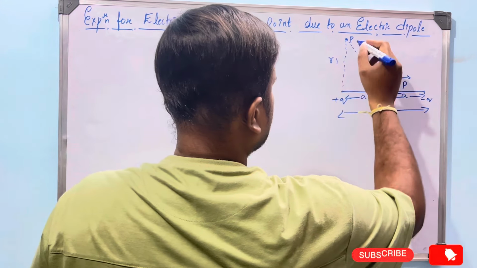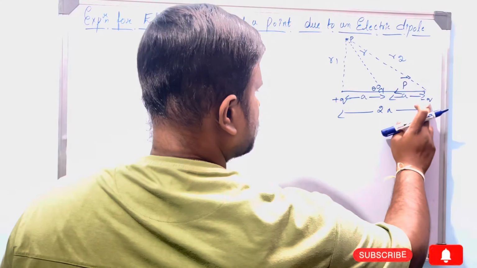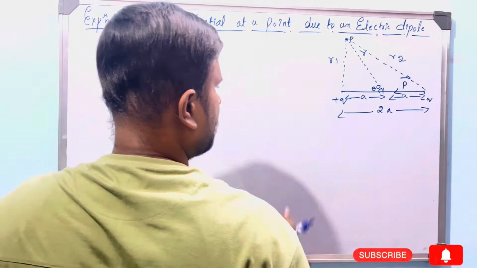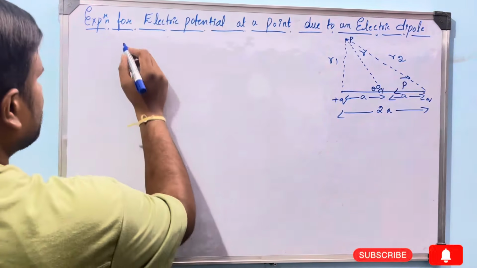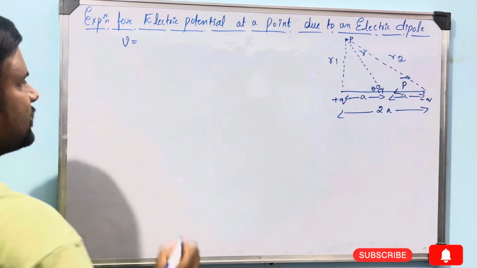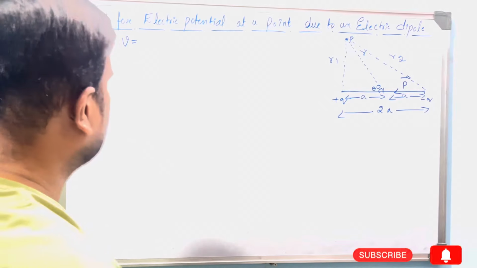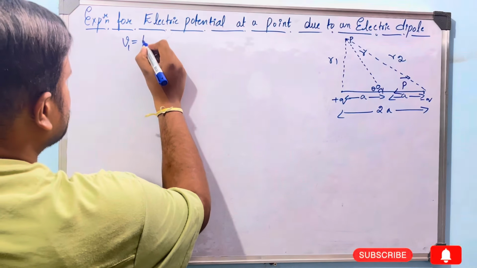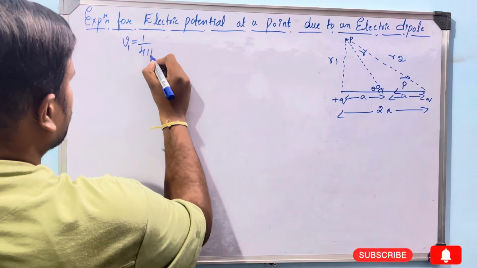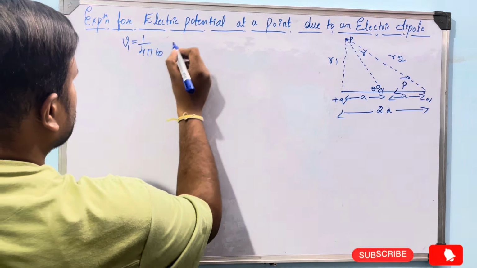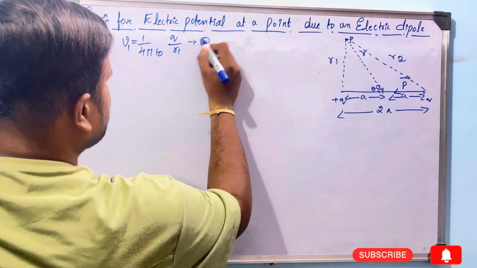Now I need to calculate the potential. Here we will get two potentials, one due to the minus q charge and another due to the plus q charge. I know the potential expression: V is equal to 1 by 4 pi epsilon naught q by r. So V1 becomes 1 divided by 4 pi epsilon naught, q due to the plus q charge, divided by r, which here is r1. Call this equation 1.